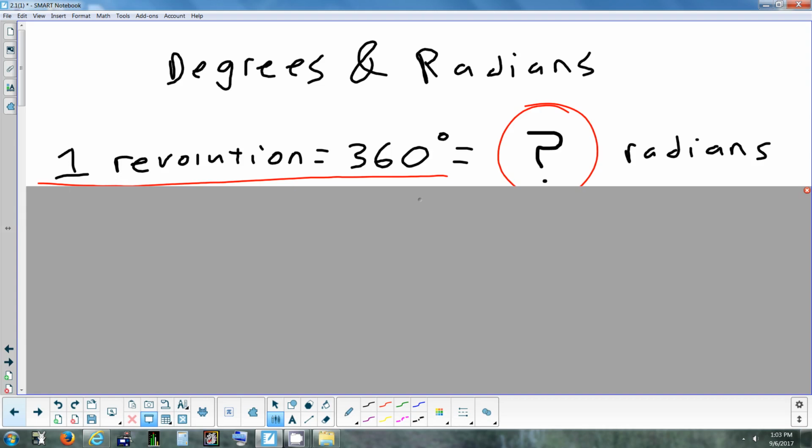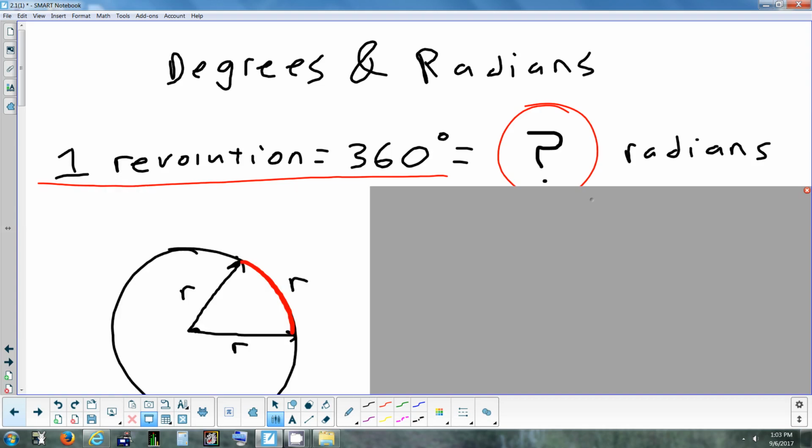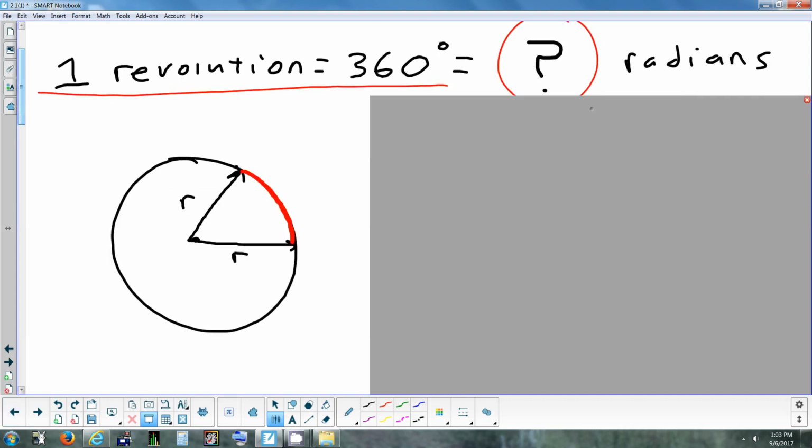Okay, but before I even tell you or lead you how to figure out how many radians in 360 degrees, I'm going to describe what a radian is. And I'm going to do it visually. I'm going to start with that circle. So what I've done is drawn a circle. Inside the circle, I put an angle. Those are the two black rays. And I labeled each black ray with an R.